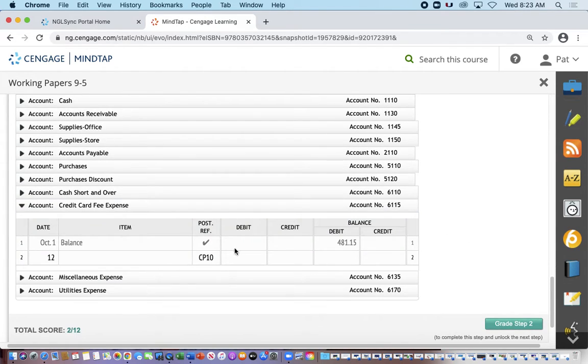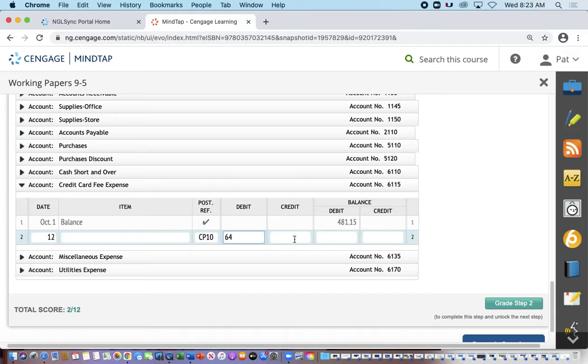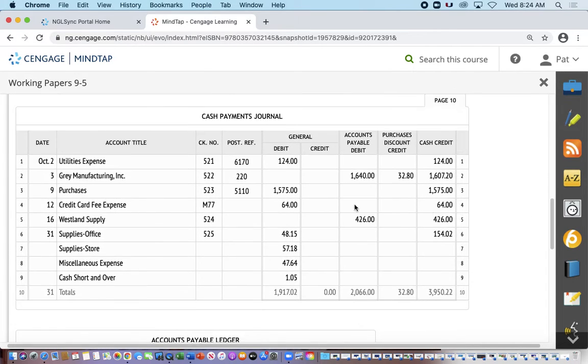All right. So did we do credit card fee expense yet? No. All right. Credit card fee expense. A $64 debit, and we have $545.15. So make sure you put CP10 for cash payments so I don't mess up. Because you're going to have a purchase journal, you're going to have general journal using these same accounts. You're going to have next chapter sales journal, cash receipts journal. So you get the $545.15, and then you got to take $6,115 up here.